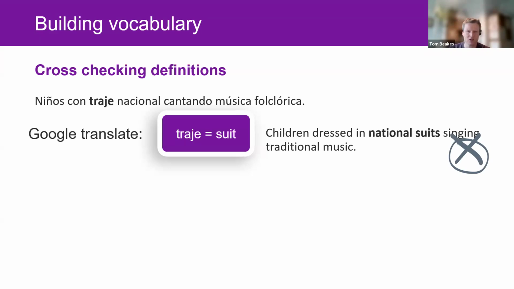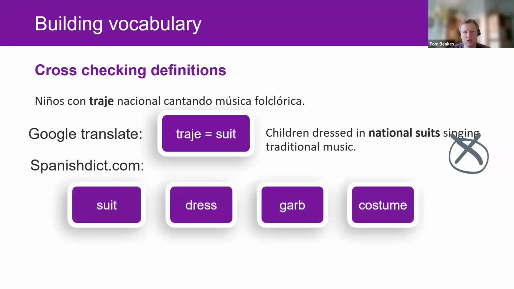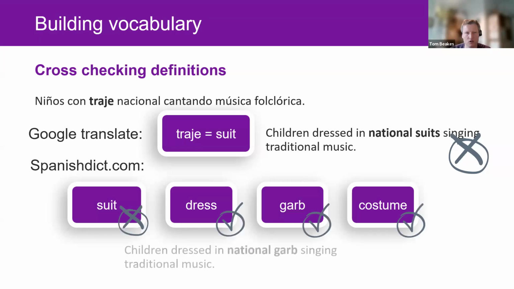So the child then looks up a Spanish-English dictionary. Don't use Google Translate for this because Google Translate tends to just give single word answers. It's not very detailed and it also often doesn't give sample sentences. So choose a bilingual dictionary. I went on SpanishDict.com. And if you look up the word traje, it gives you four different possible translations into English with example sentences. So then the student can read the sentences and decide which one they think would be the better translation. Maybe they come up with a sentence like that.